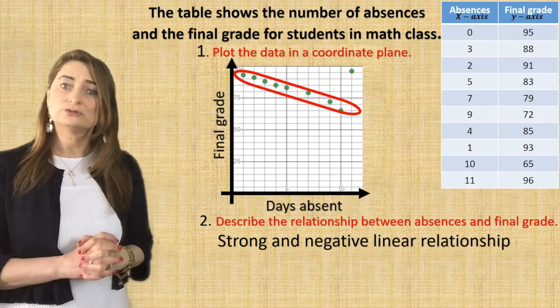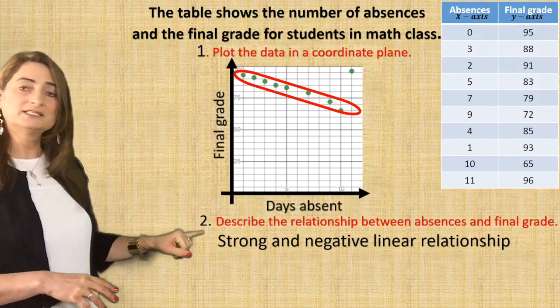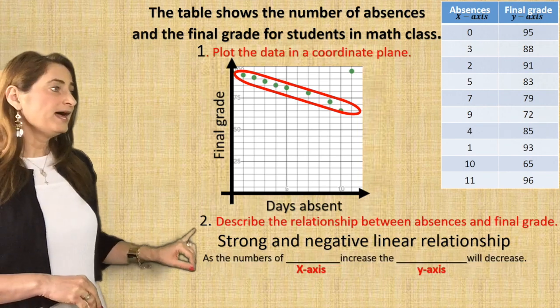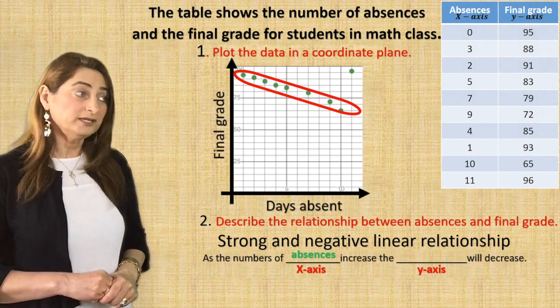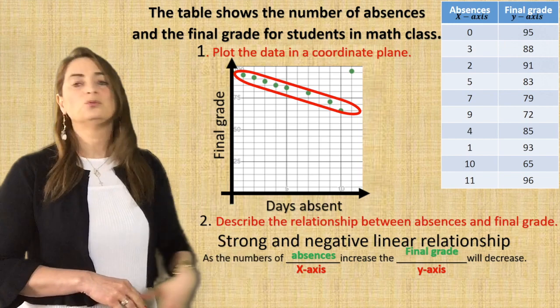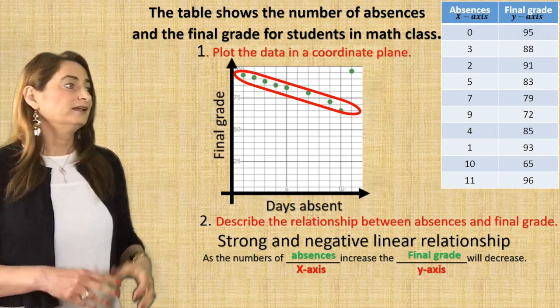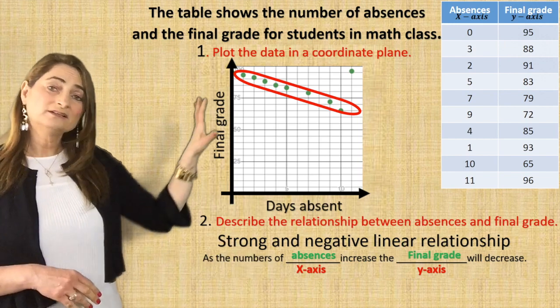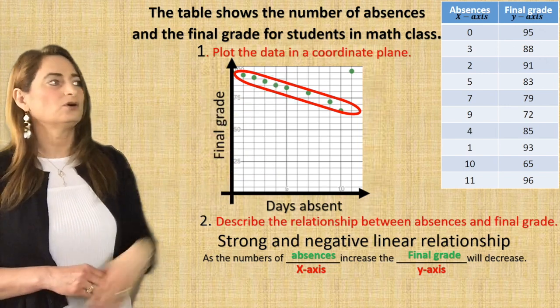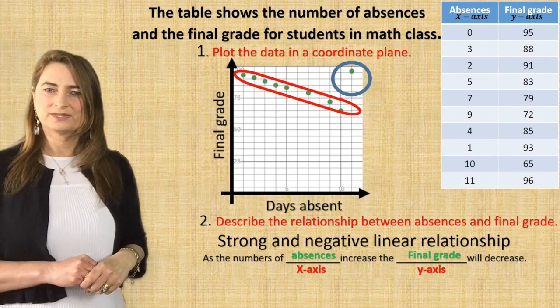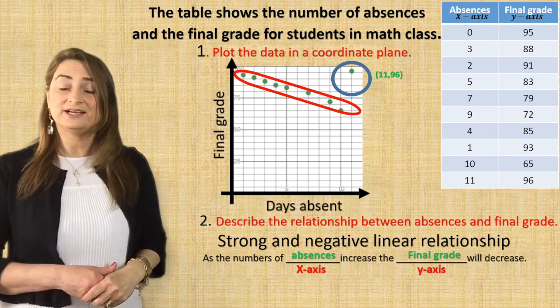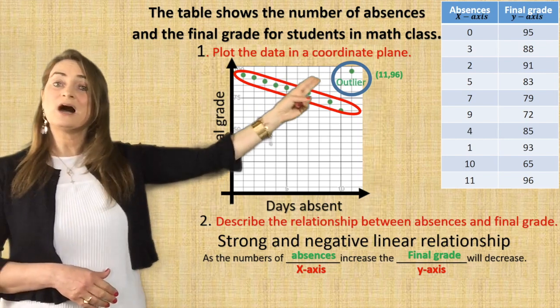For us to explain what's happening, let's fill in the blank. As the number of absences increase, the final grade will decrease. Now, did you notice something? Look at the coordinate plane. Do you see that dot all the way on the top of the corner? That coordinate pair is (11, 96). This is called an outlier.